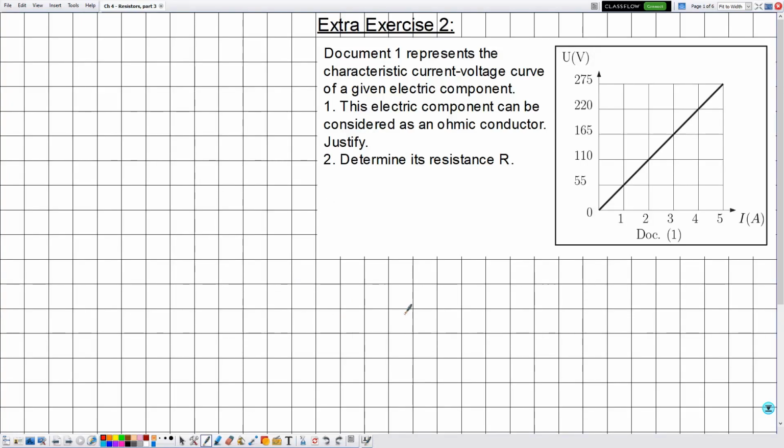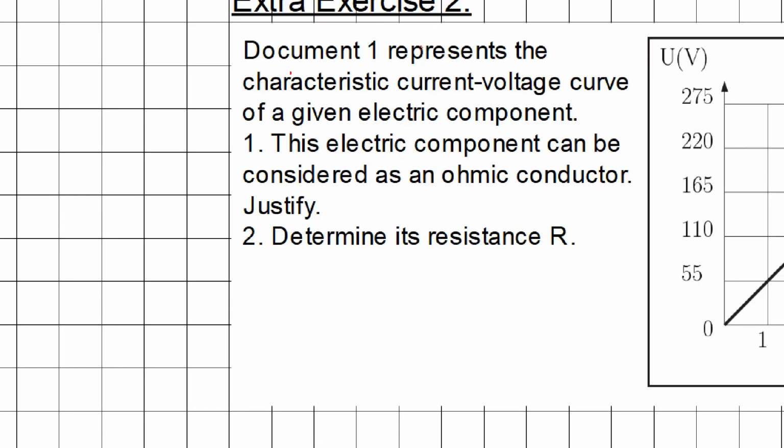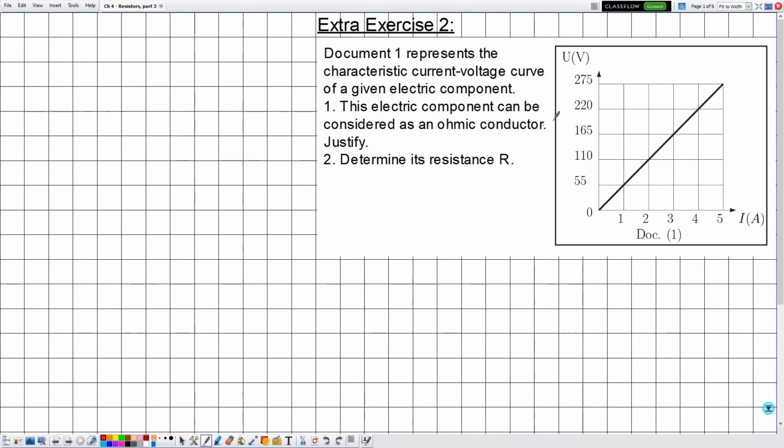So we have reached part 3 of chapter 4, which is the chapter of resistors and the second unit of electricity. In this one we are going to solve some exercises. Then let's start by extra exercise number 2. They mentioned document 1, then now we can use it.